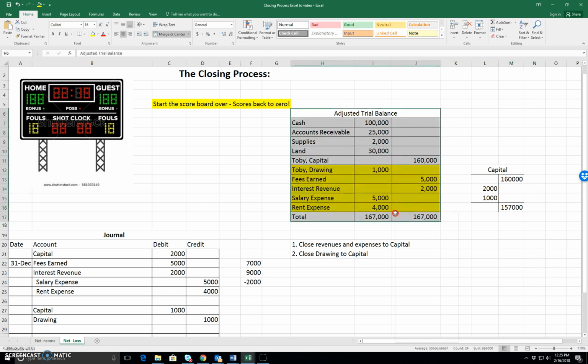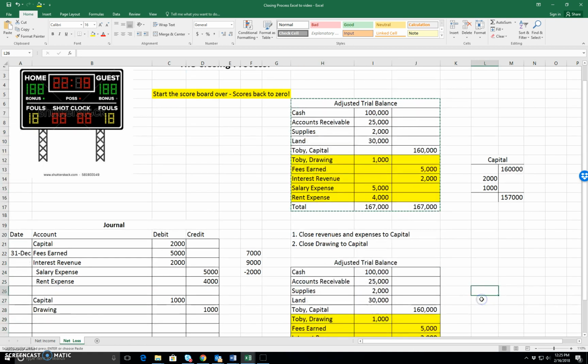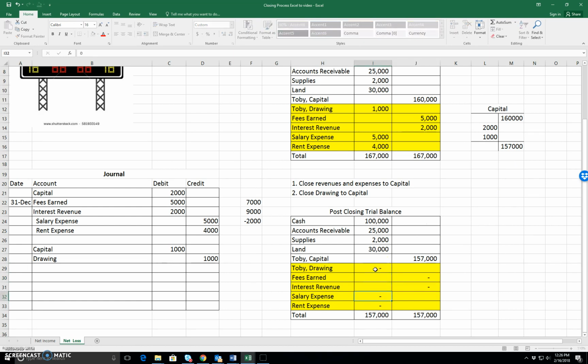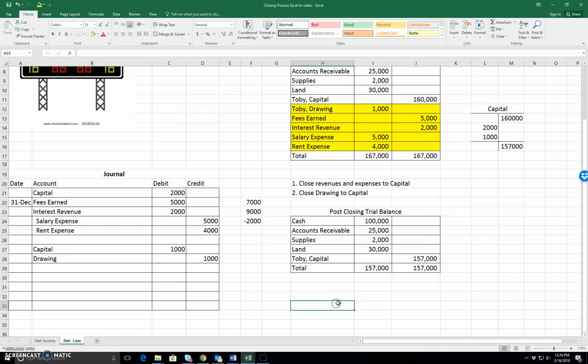So if I want to look at my final trial balance, my post-closing trial balance, here's what I'm going to do. First of all, I'm going to change this to say post-closing trial balance, then I'm going to update it. My new capital balance is now $157,000. I have zeroed out each of these accounts. So I can get rid of them because I don't have to list out accounts that have zero balances. So my new post-closing trial balance is just made up of my permanent accounts plus my new updated capital account.